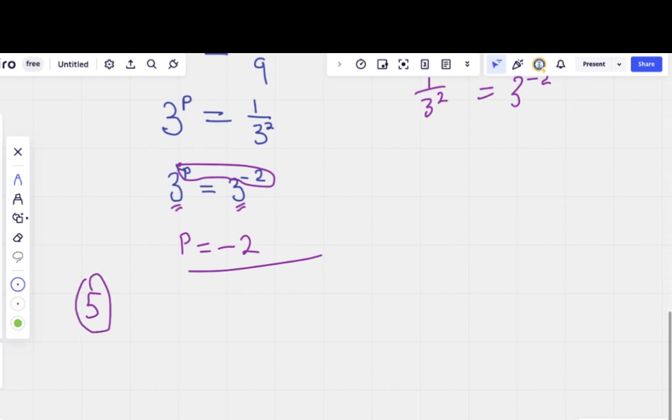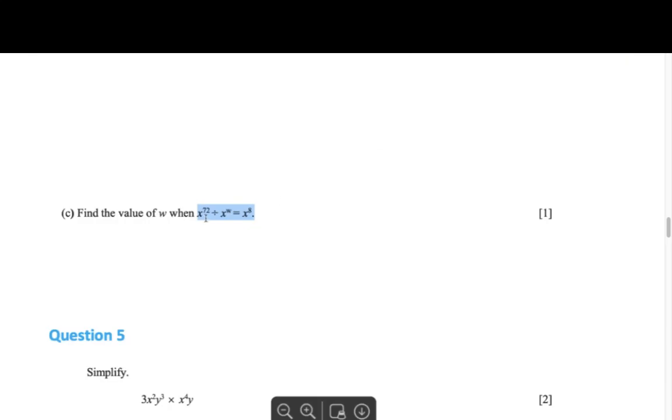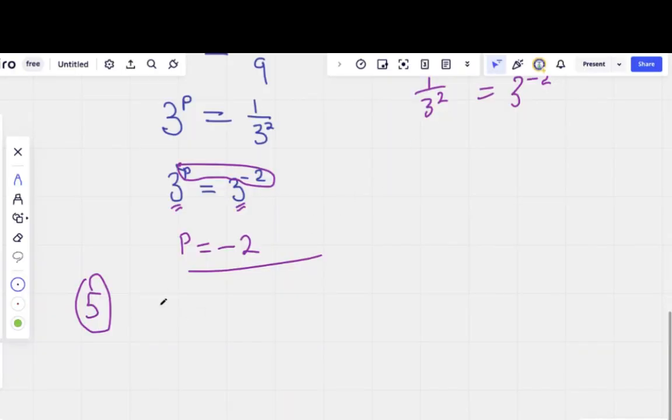So we say question 5. We say x to the power of 72 divided by x to the power of w equal to x to the power of 8.